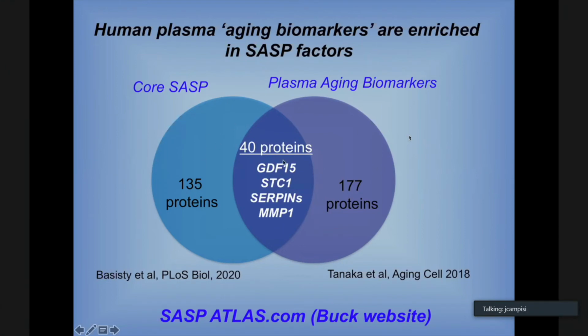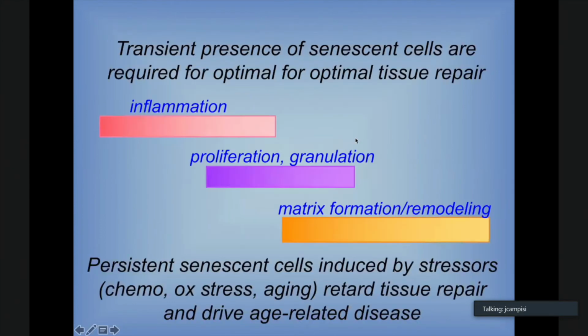And this is just our top four hits, but there are about 40 proteins that are shared between the secreted products of senescent cells and those that are found as aging biomarkers in humans. And so I will just summarize by saying, from everything we've learned, it seems like what evolution selected for is the transient presence of senescent cells, which are absolutely required for optimal tissue repair and tissue homeostasis.